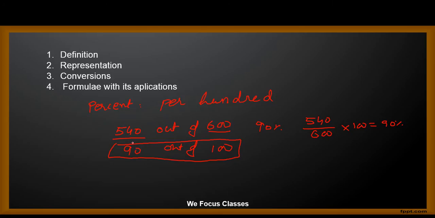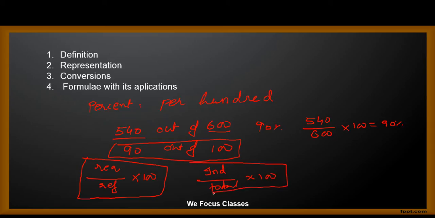Because different people will have different scores, how can we measure the caliber? Simply by converting into percentage. A percentage is nothing but a ratio, which is required value by reference value into 100. Here what is the required value? Your score. What is the reference value? Total score. Or we can say individual by total into 100. So this is how we will calculate percentage.